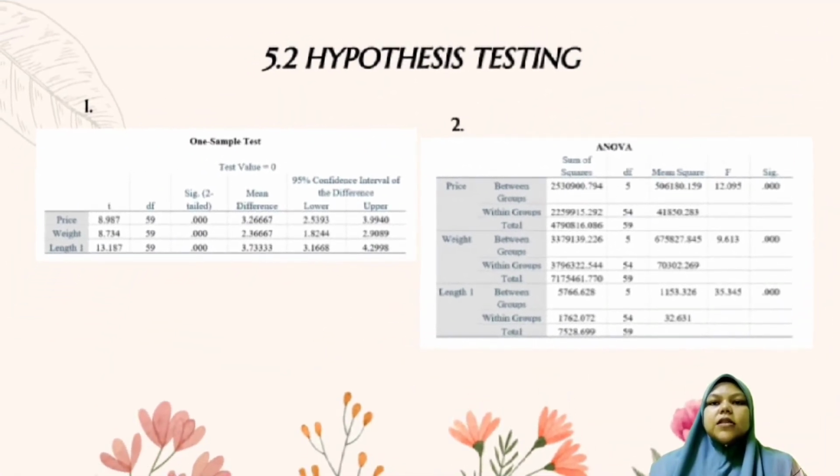5.2 Hypothesis testing. From the one sample test table, it states the T, the F, mean difference, and the confidence interval of the difference for lower and upper. There are 3 categories in that table, which are price, week, and range 1. The DF for all the categories remains unchanged at 59.